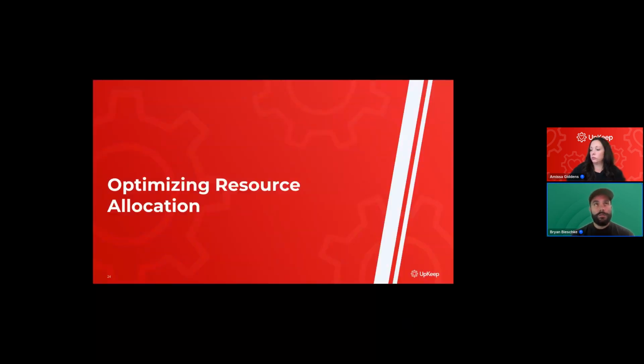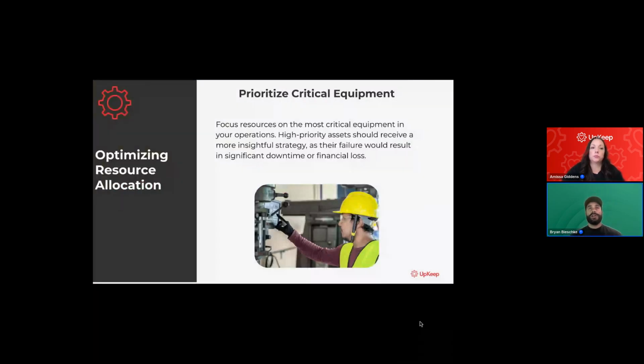Okay, resource allocation. All right, prioritize critical equipment. We said that, very important, right? We want to focus on critical equipment of your operations. High priority assets should receive the most insightful strategy, and result in significant downtime or financial loss. So take that not for what it says, take it for whatever is meaningful to your business, and your business has agreed upon is bad. Whatever that is, those are the things you need to be prioritizing. It could be anything. It doesn't have to be what we're saying here. It could be whatever the business agrees is a big problem.